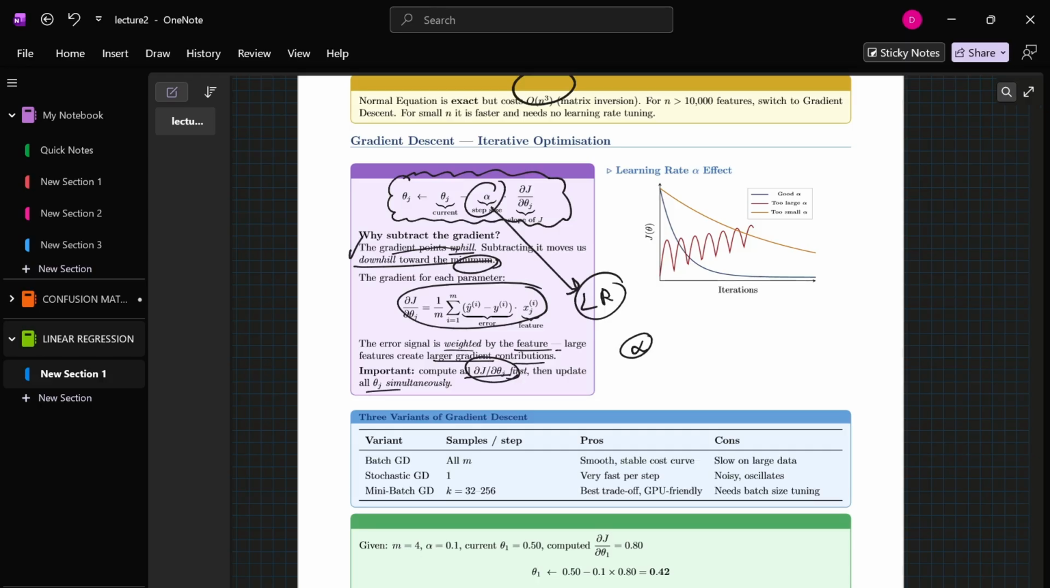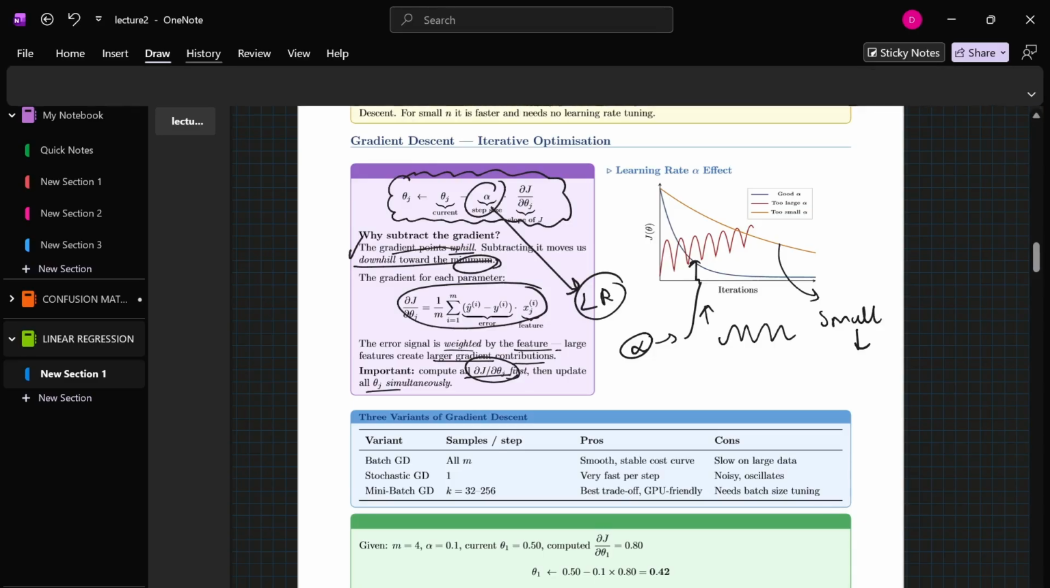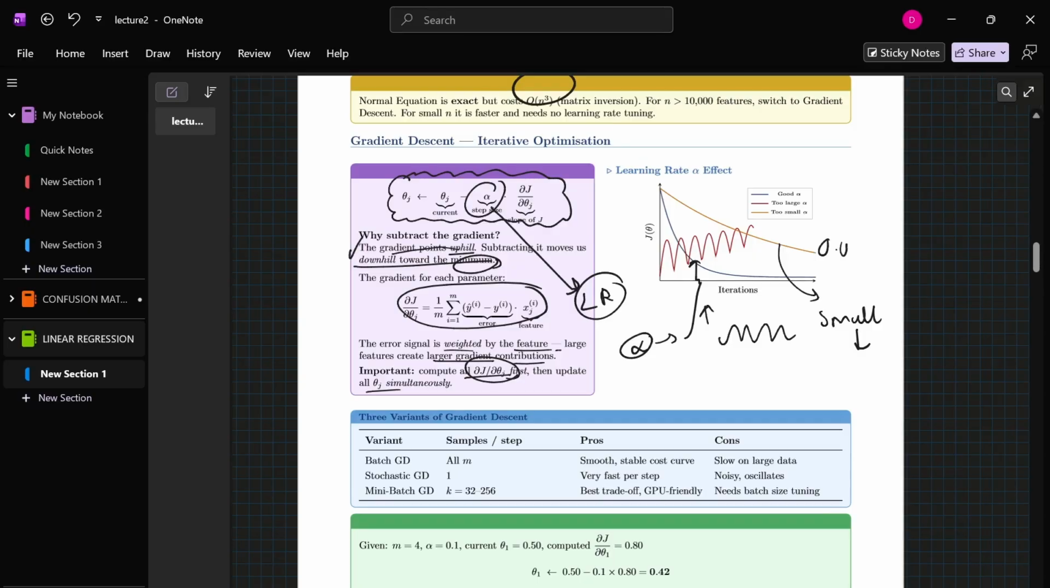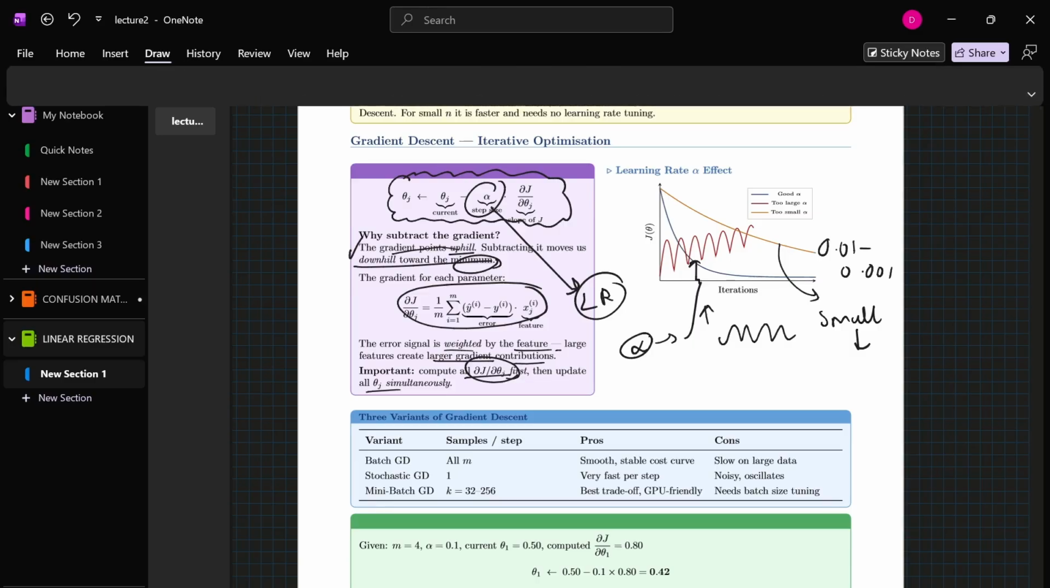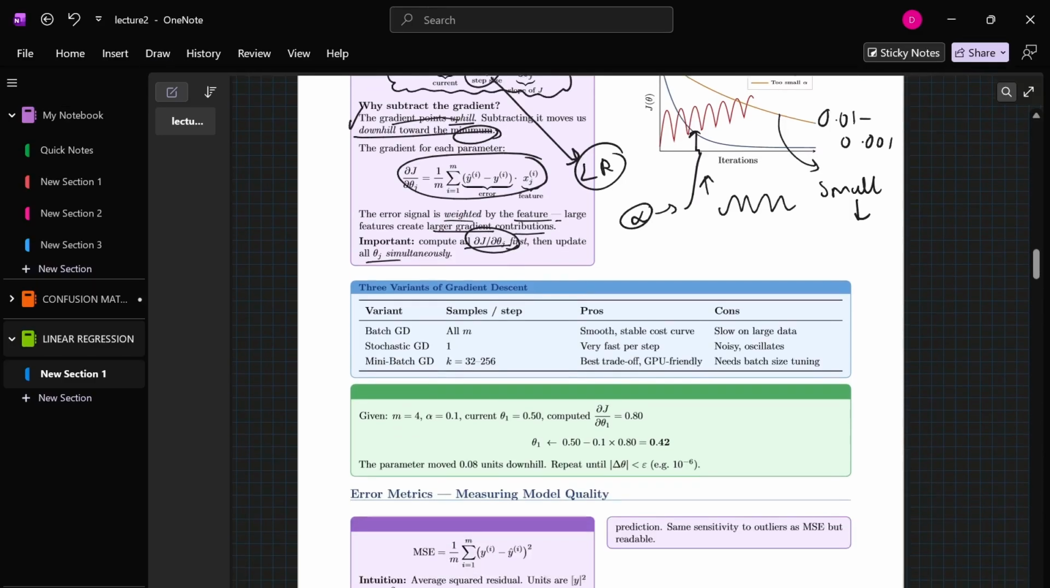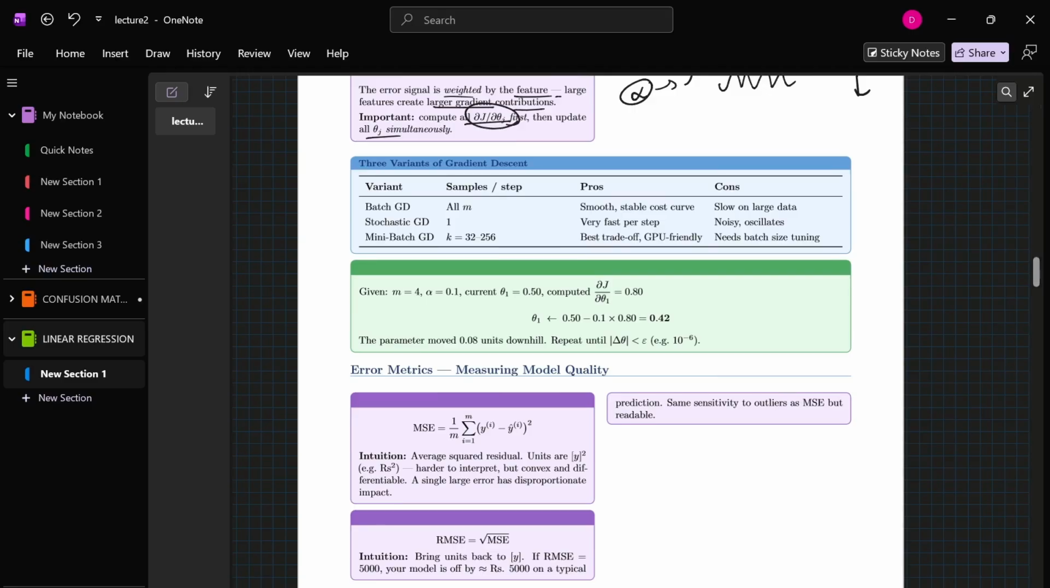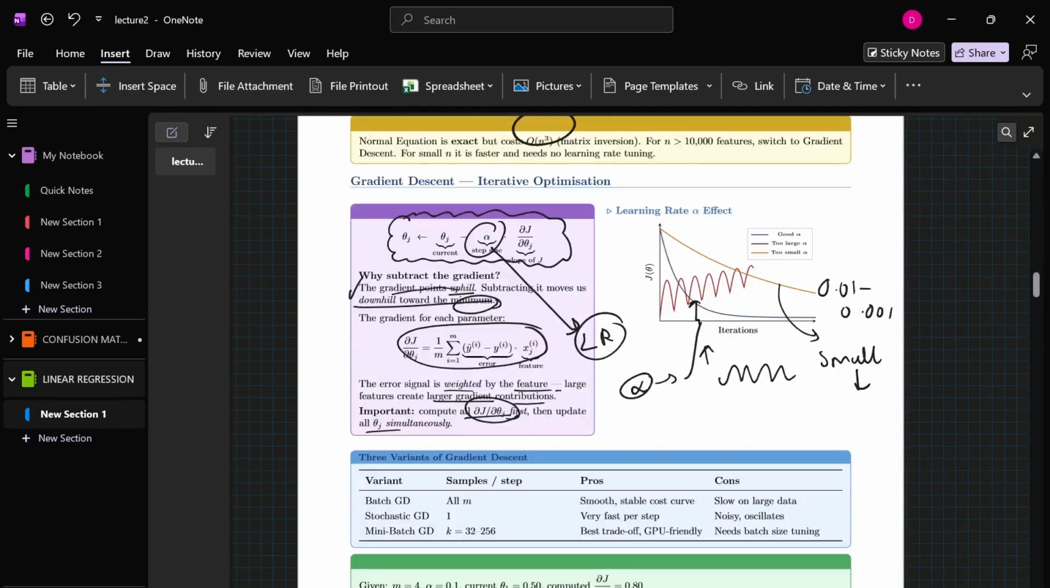Now the learning rate alpha is the most important hyperparameter here. If alpha is too large, your steps overshoot the minimum. The cost goes up instantly instead of down, or it oscillates. If alpha is too small, you are taking very tiny baby steps, so you'll eventually get there, but it could take millions or billions of iterations. Typically the values should start from 0.01 or 0.001. The term hyperparameter itself tells us that you need to fine tune it accordingly.